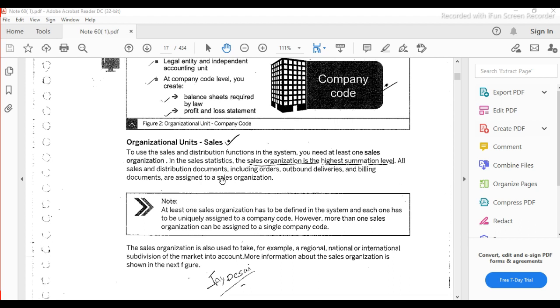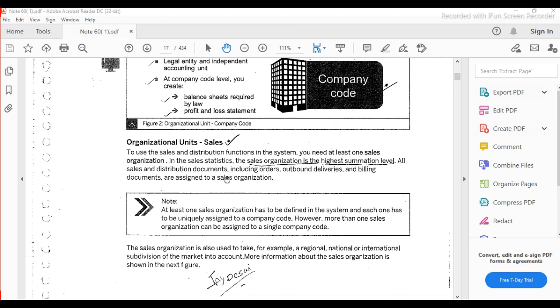And you need at least one sales organization. Without a sales organization, you cannot generate or run any sales transaction. To use the sales and distribution function in the system, you need at least one sales organization. I already explained this point. In sales statistics, the sales organization has the highest summarization level. On the sales and distribution side, it is the highest organization unit.